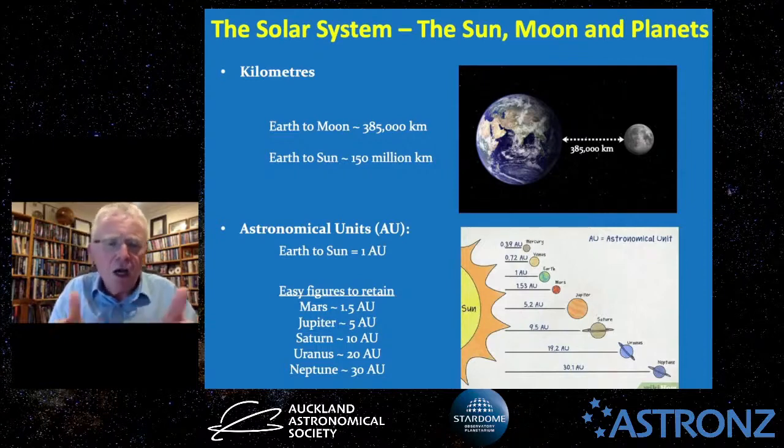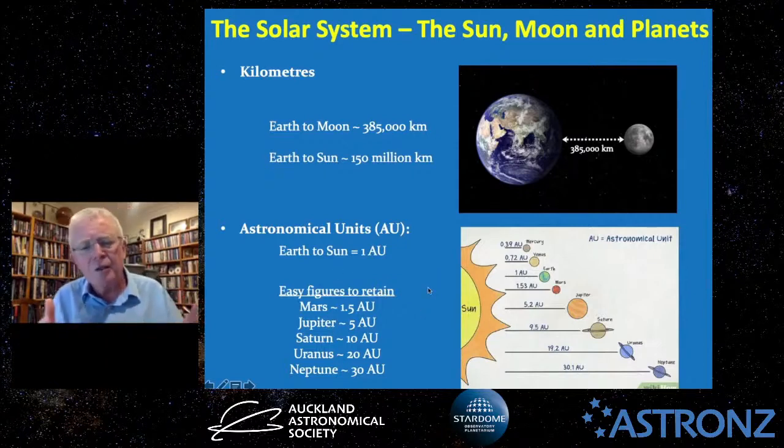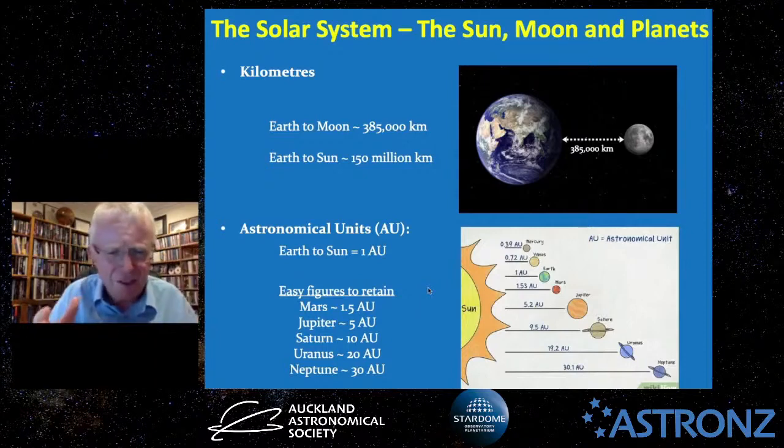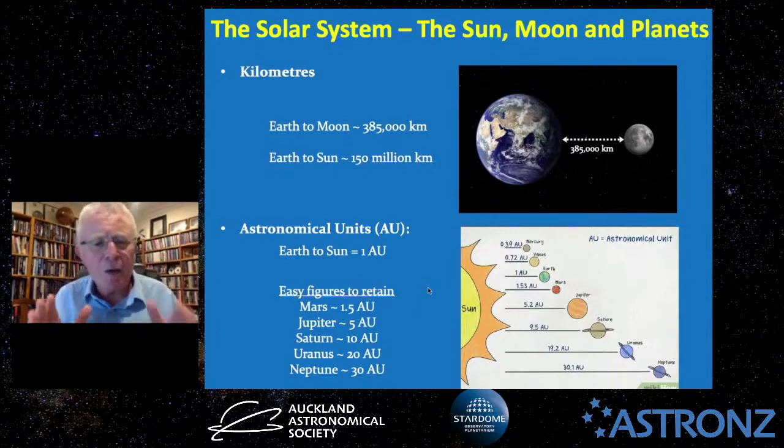And I often round them up a little bit. It makes things easy to retain. I've just listed here some of the decimal points, but I've made it a little simpler. And here's some easy figures that I use in my head to retain. Mars, 1.5 AU. In other words, it's 1.5 times the distance. It's another half AU again.